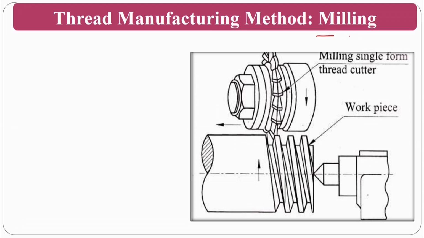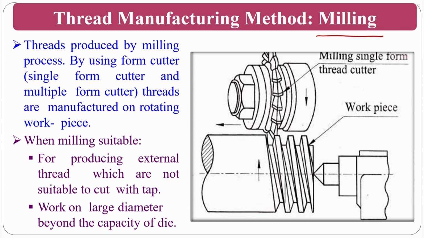Thread manufacturing has another process, the milling process. You can also do it with a milling cutter. Threads can be produced by the milling process using a form cutter. Depending on the shape of the threads that you want, you choose your thread cutter, the form cutter, according to your requirement.